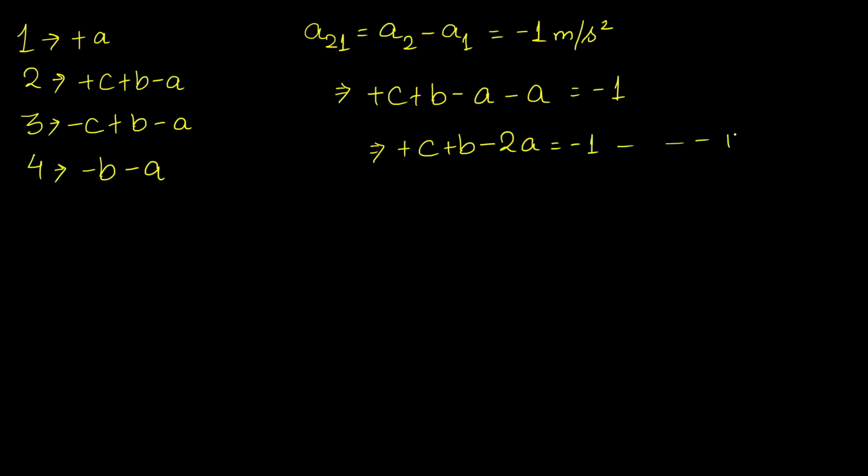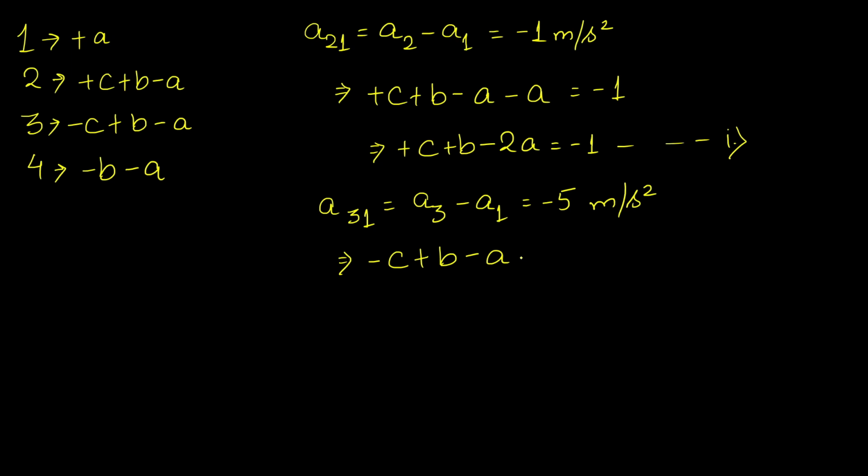That is our first equation. Now the second thing given in the question is that the acceleration of 3 with respect to 1 is equal to minus 5 meters per second square, because again it is in the downward direction. So a3 minus a1 is equal to minus 5 meters per second square. So again we know a3, that is minus c plus b minus a, and this a1 is again minus a, that is equal to minus 5.